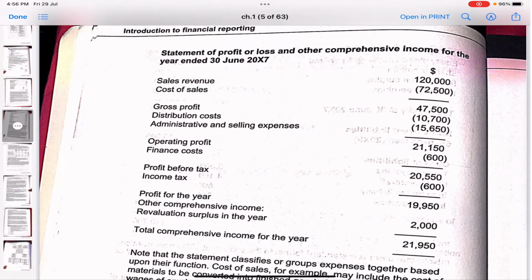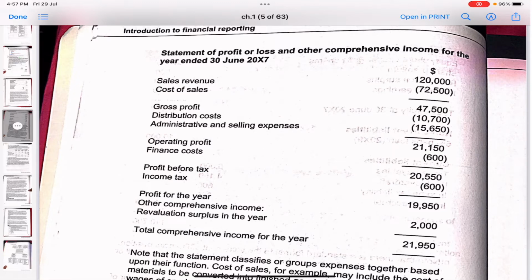First, we have sales revenue, and we have the cost of sales, which we subtract from the sales. By doing that, we get the gross profit. Then we have the distribution costs, and we subtract that. We subtract all sorts of expenses, and then we get the operating profit. Then we subtract the finance costs, and we get the profit before tax. Then we subtract the income tax, and we get the profit of the year, and then whatever other income is left, we add that.